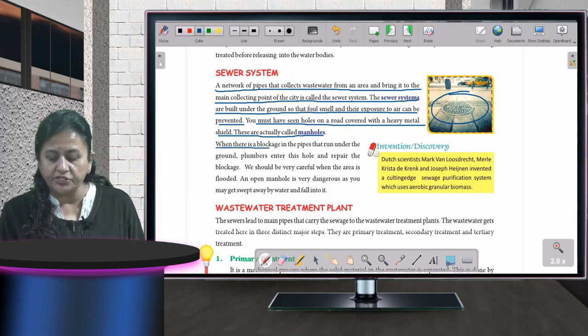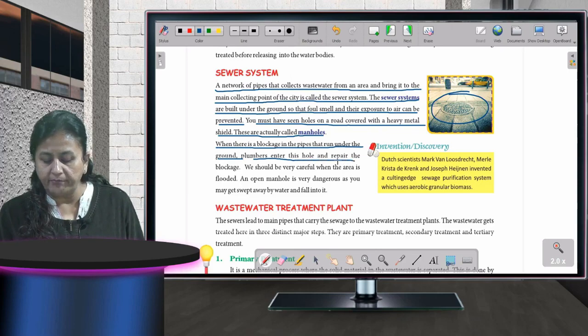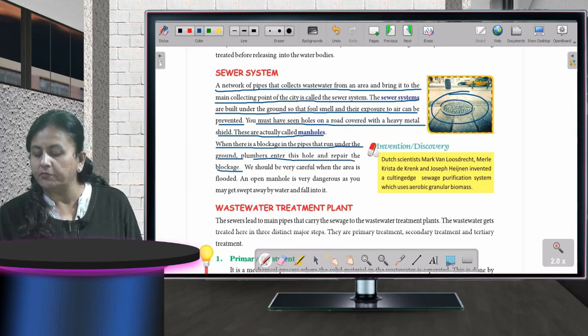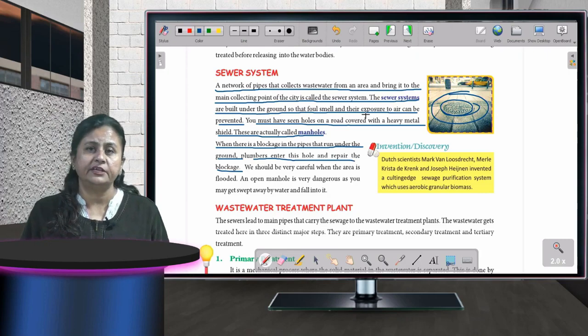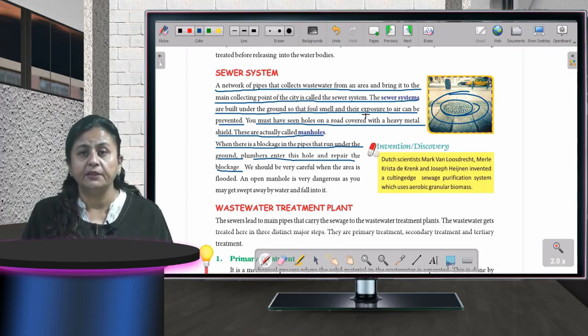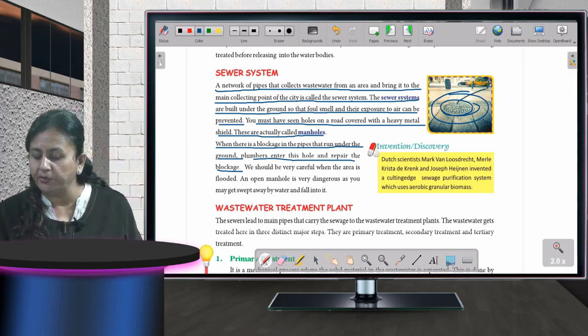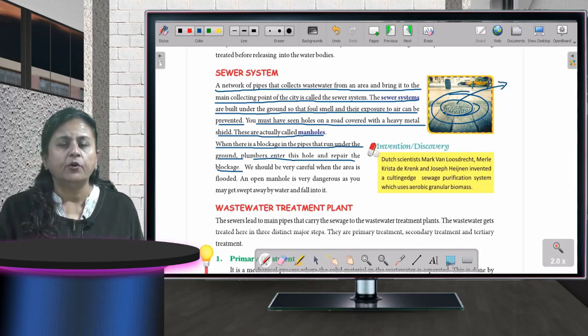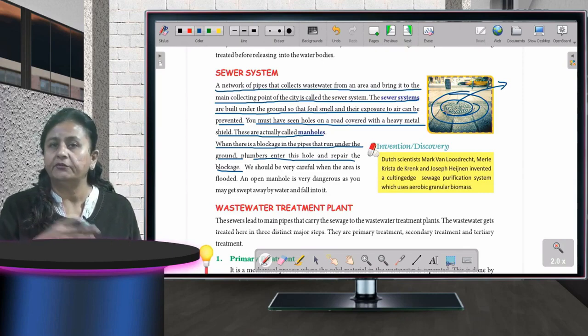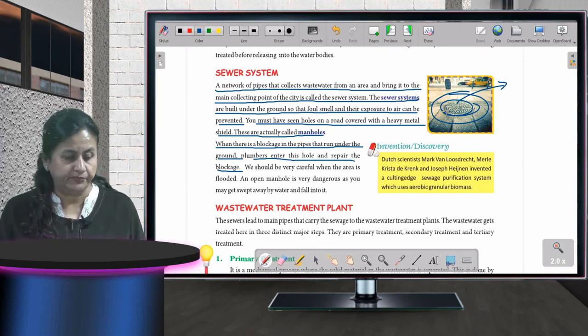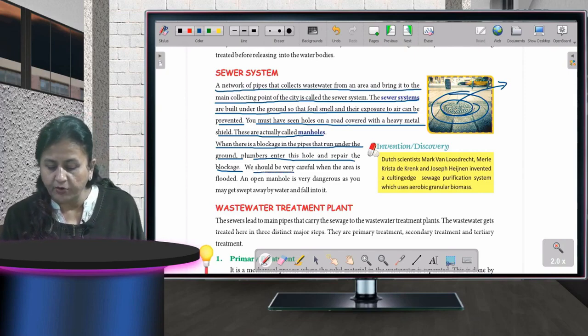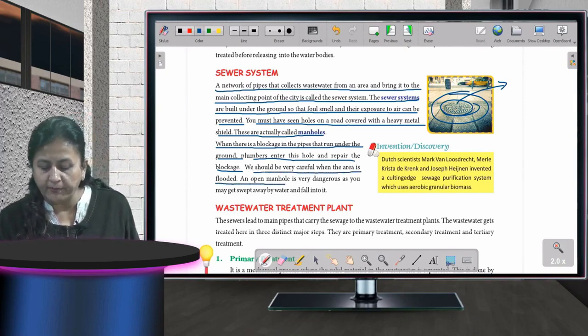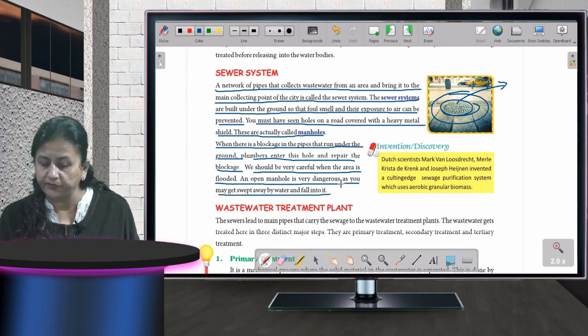When there is a blockage in the pipes, the water runs under the ground. Plumbers enter this hole and repair the blockage. Why is this hole cover there? In case the blockage is there, the water stops somewhere, so the plumbers open this cover and go inside it, and whatever is stuck in it, they remove it, and then the water flows again. We should be more careful when the area is flooded. An open manhole is very dangerous as you may get swept away by water and fall into it. Fine, children?